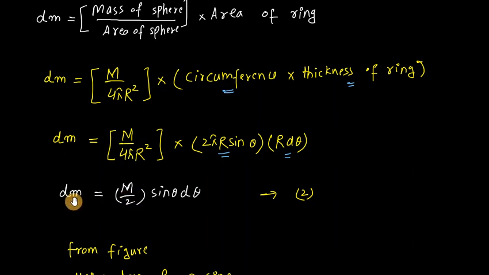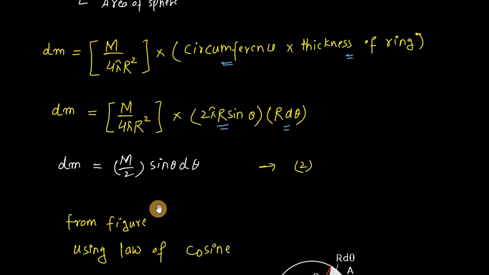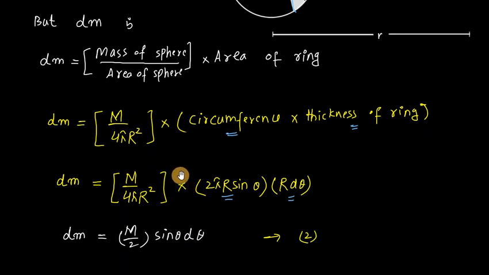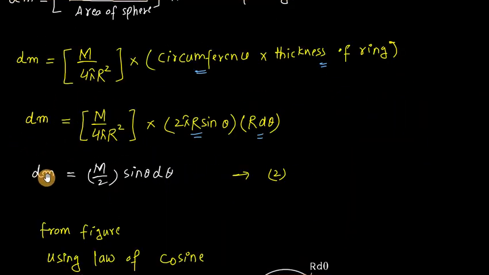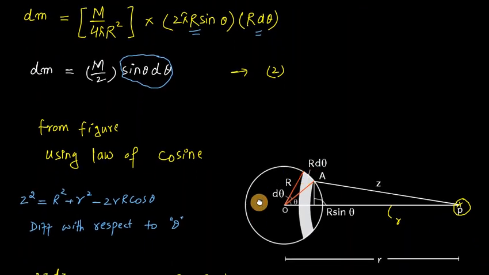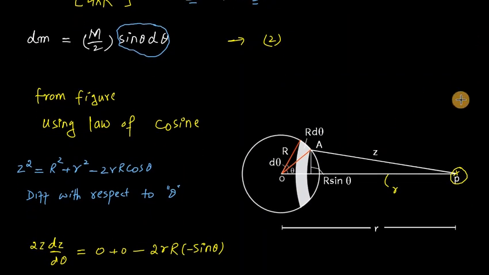Now putting the value of dm in equation number 1, but before putting it, let us substitute this sin theta d theta by some other value. As from the figure, this OP is known as small r, this AP is known as z, and this AO is known as the radius of the thin spherical shell.